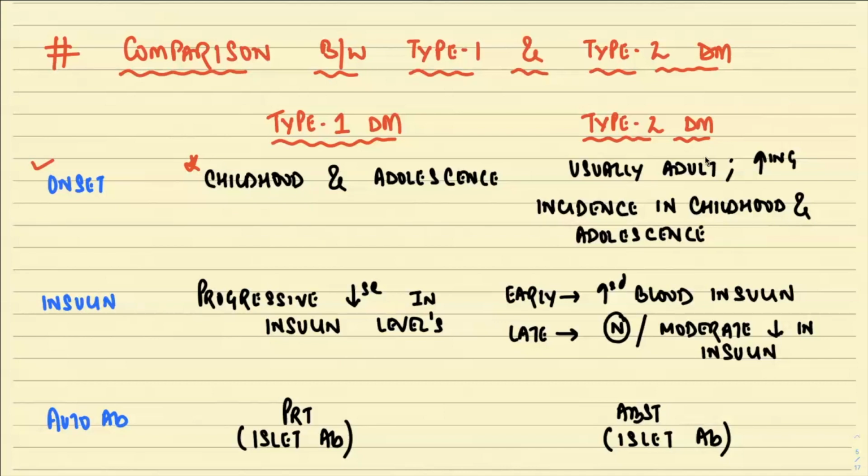Similarly, type 2 diabetes mellitus is more common in adults, and there is now an increasing incidence in childhood and adolescence. Earlier it was believed that type 2 is only seen in adults, but it is not like that. Now the incidence has been seen in childhood and adolescence. Can anyone tell me why the incidence of diabetes mellitus has increased in childhood and adolescence now? What can be the reason?